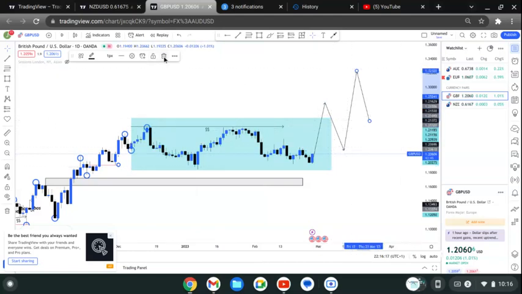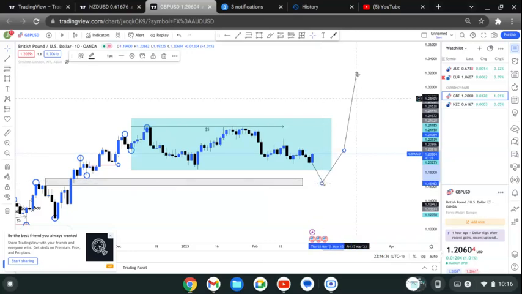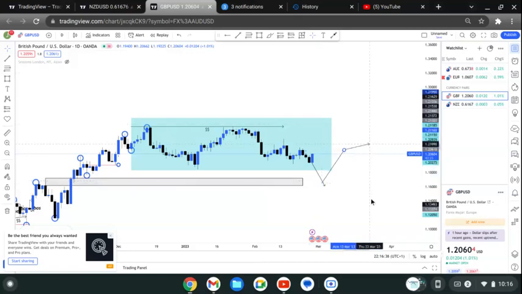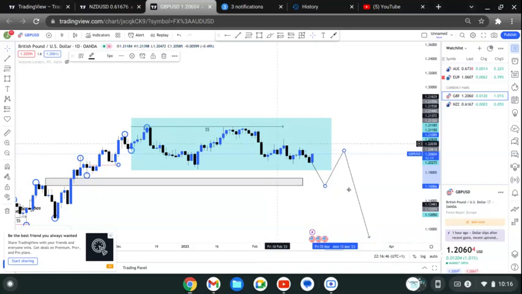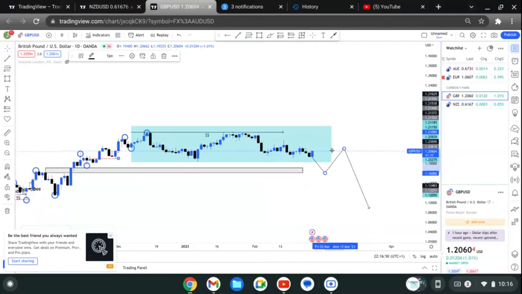And again, the second scenario is literally this being a distribution instead of an accumulation, because you don't know yet. If it breaks, then I'll be looking for sells at the supply zone created to take price back down.